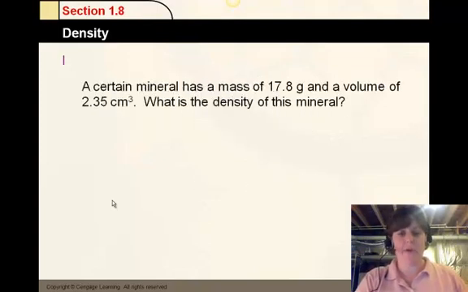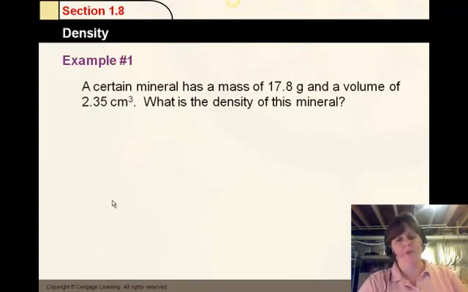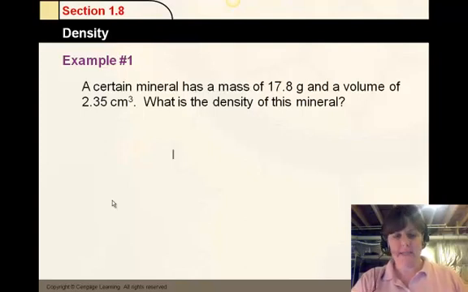Here's an example. A certain mineral has a mass of 17.8 grams and a volume of 2.35 cubic centimeters. What's the density? Pretty easy. You plug and go. Think carefully. How would you round? How many sig figs? Let's see what they do.